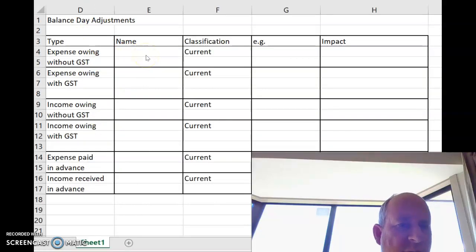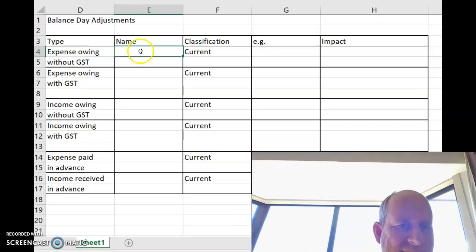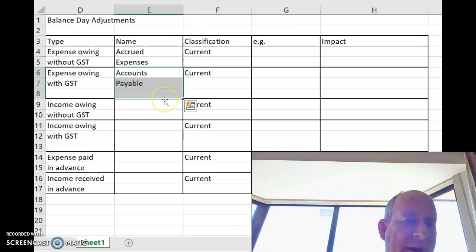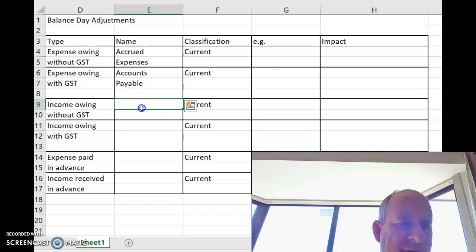Right, we're going to go through each one. So we're going to firstly put the name of it. So the expense owing without GST. Without GST, the word we're after is accrued. And because it's an expense, it's accrued expenses. So write that in. Expense owing with GST, so that's accounts. So accounts payable, we're going to have to pay that. Normally that's an invoice we give them.